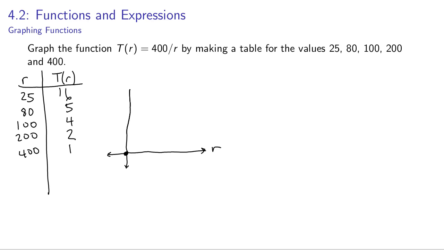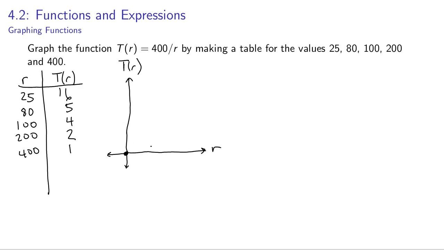We can use graph paper when graphing to get better results. Maybe I'll do an example on graph paper at some point here. But today we're going to just do it freestyle. So we have t of r on one axis and r on the other.